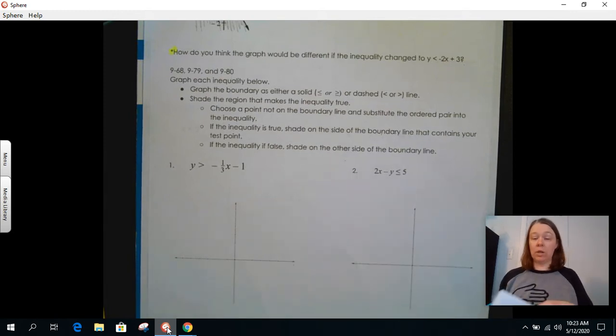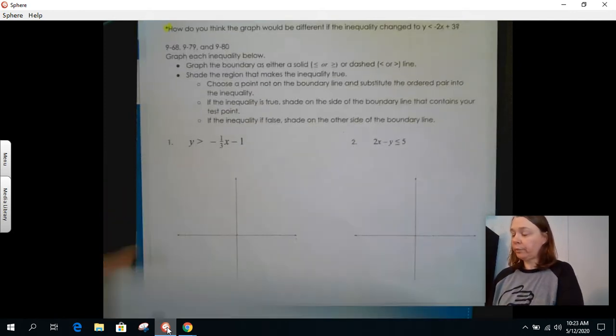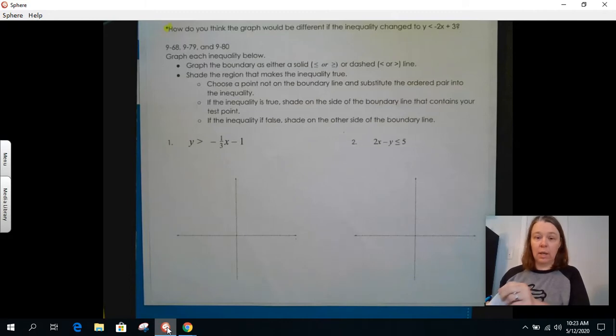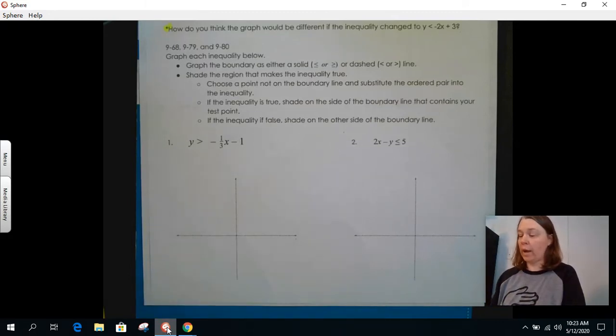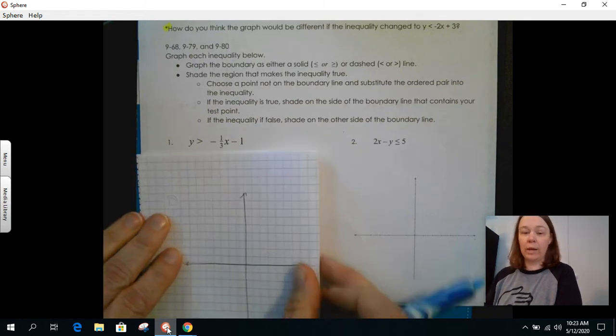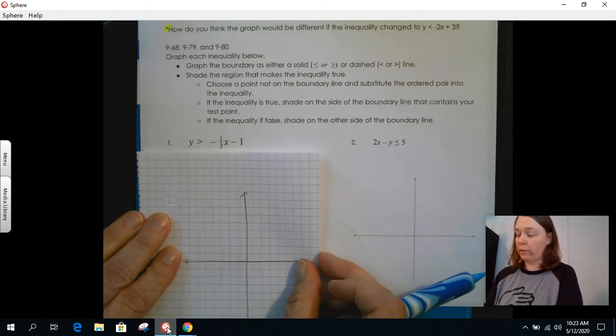Okay, so let's take a look at these inequalities here. Whenever I print, my grid doesn't show up. So I'm going to do my graphs on graph paper rather than on this paper here because my grids never show up.